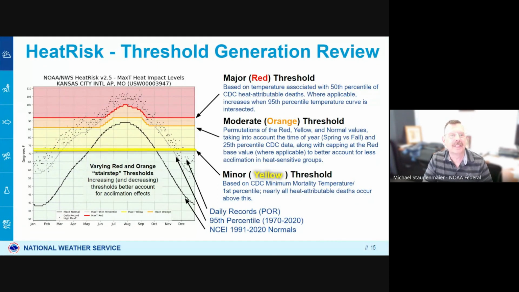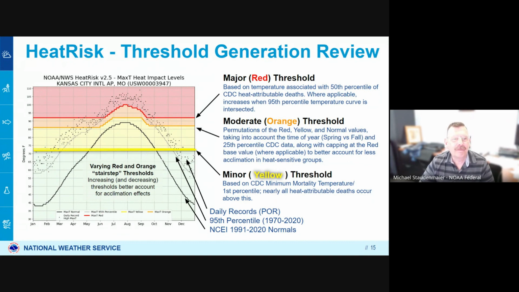The orange curve is an intermediate value between red, yellow, and the normal curve. The orange portion of the chart represents lower temperature values that would still be of danger to those at higher risk populations and heat-sensitive sectors. We also provide an acclimation aspect to orange, but we cap that acclimation value at the CDC 50th percentile value, or the red shoulder value, because it's likely that many of the heat deaths that occur in the summer continue to be within the at higher risk populations.